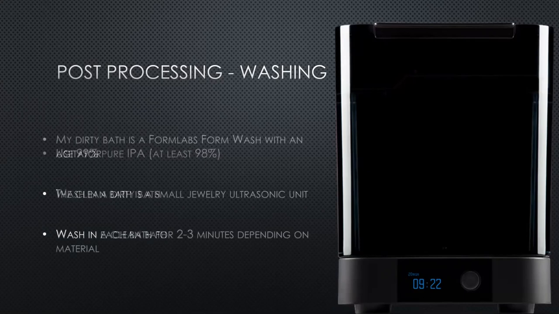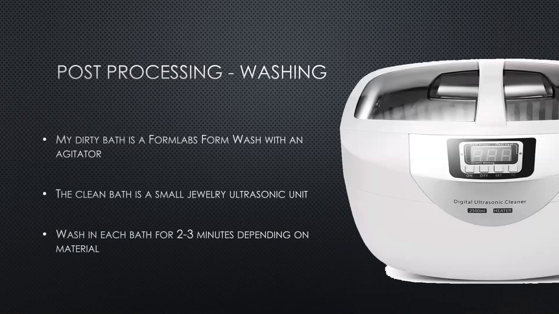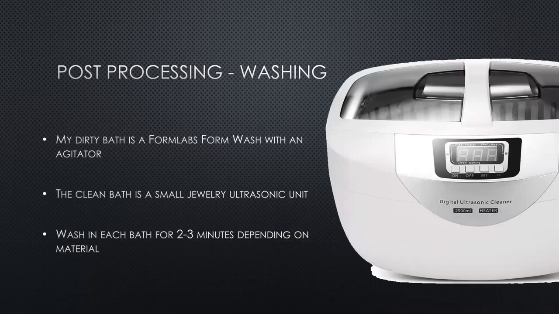My dirty bath is a Formlabs Form Wash with an agitator. It's an excellent cleaning unit that holds a large volume of alcohol and has some automated features. The clean bath is a small jewelry ultrasonic unit. So what I do is I'll wash 2 to 3 minutes in the dirty bath, 2 to 3 minutes in the clean bath, depending on the material specifications and the instructions for use. And typically you try not to exceed more than 4 to 6 minutes of total washing time because the alcohol will begin to degrade your prints over an extended period of time, which could affect accuracy.